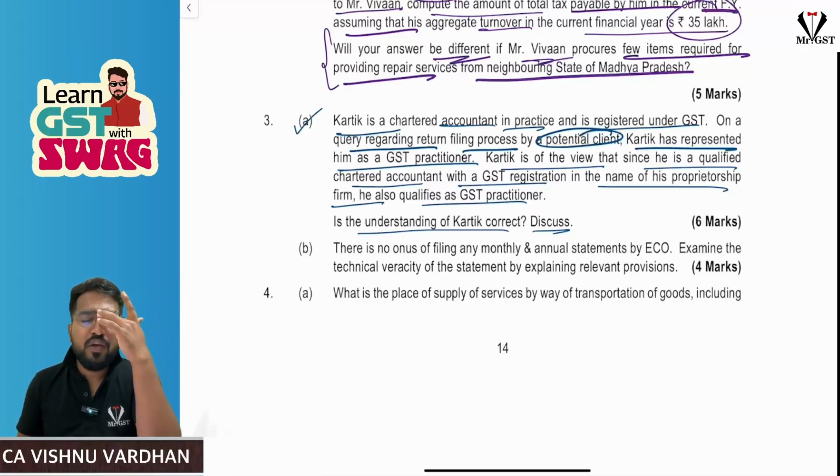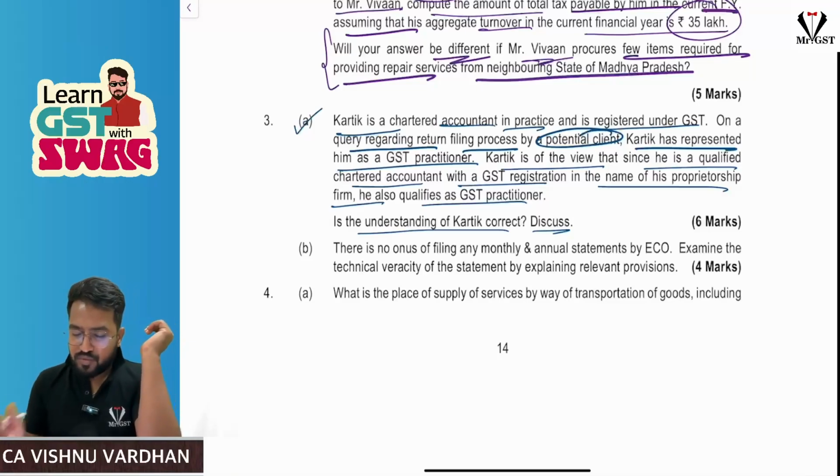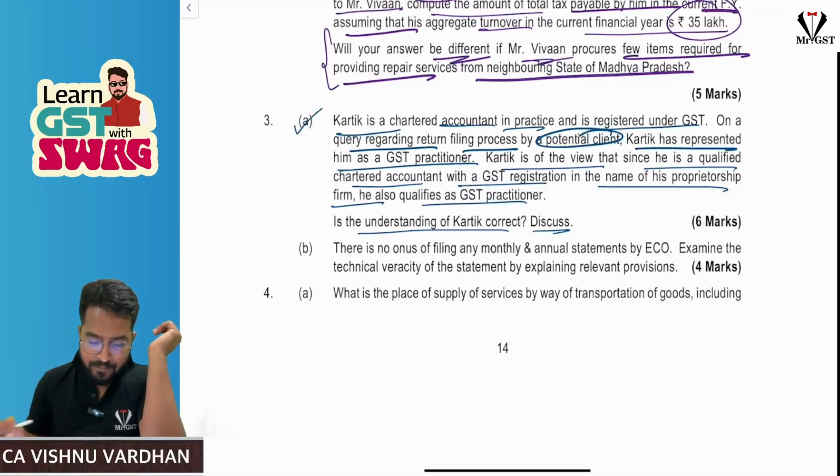But there is nowhere in the law given that if you are a qualified chartered accountant holding certificate of practice and registered under GST, you are called a GST practitioner. There is no such concept. So the understanding of Karthik is not correct here. So that is the point. So that way you can just proceed with the answer.